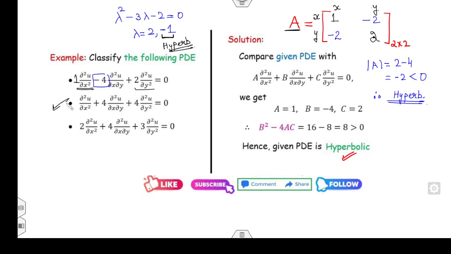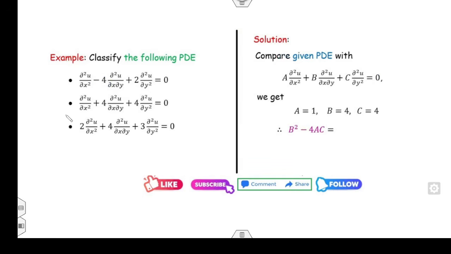Chaliye, look at the second one. Can you compare the values of a, b and c? a will be 1, b will be 4, c will be 4. What is b square minus 4ac? Which is equal to 0. And once it is 0, we call it parabolic.